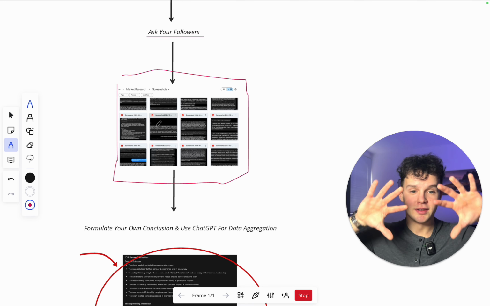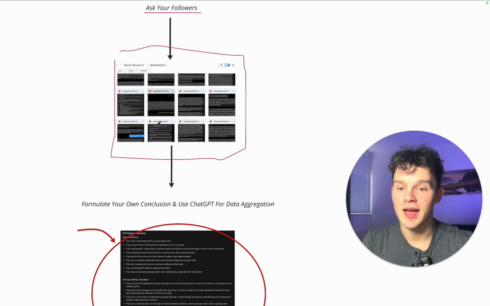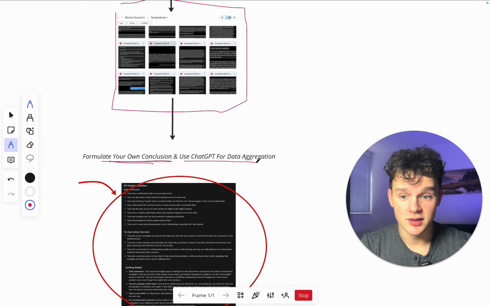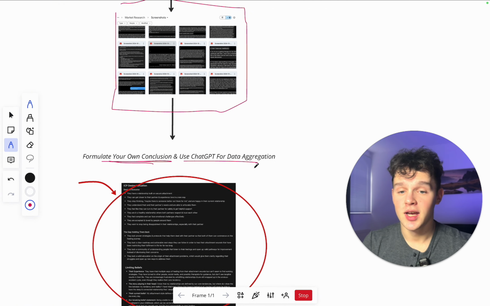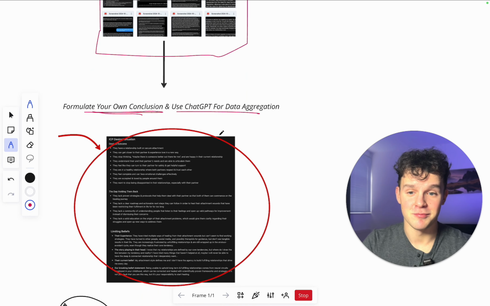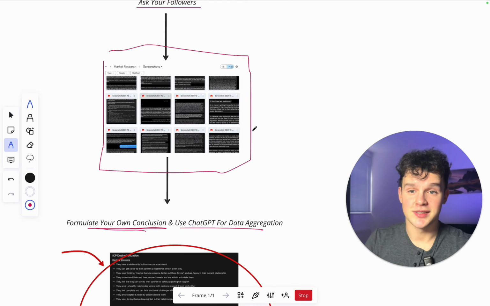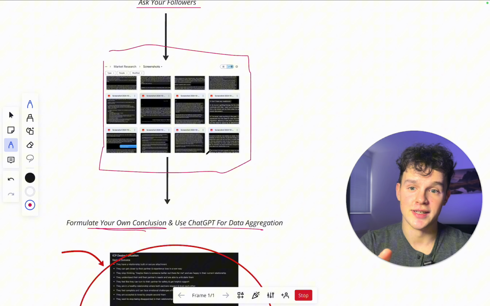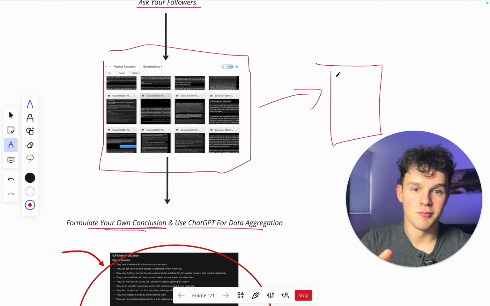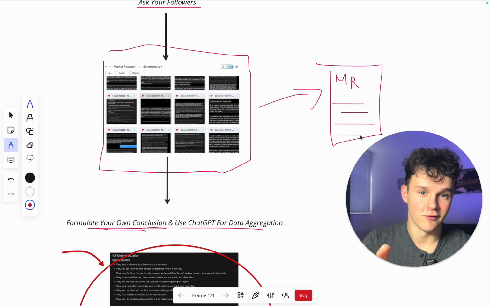And we would then use all of this data, and then we would formulate our own conclusions and then use ChatGPT for data aggregation. I'm not giving out the prompt just yet, what you have to write into ChatGPT, but essentially what we did, we put all of this market research into one document. So there was this market research document which had all of the lines of market research feedback that we did get.